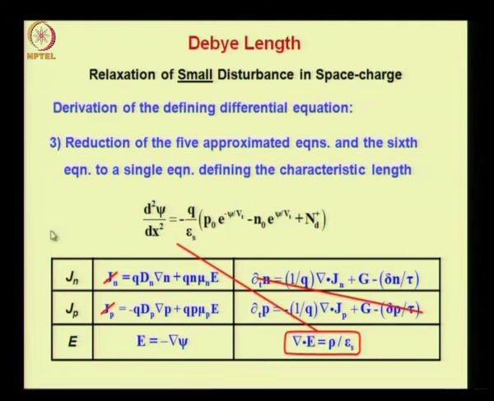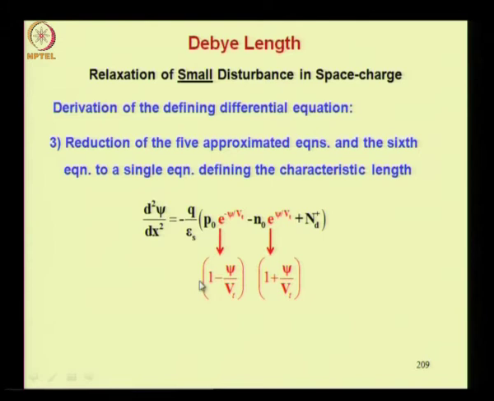So you know that Poisson's equation, if you convert divergence of E to psi, it becomes d square psi by dx square, and there is a negative sign because E is minus d psi by dx. So that is why you are getting a negative sign. So we have converted the Gauss law into Poisson's equation here.